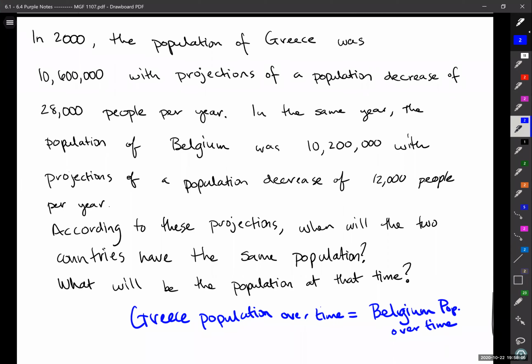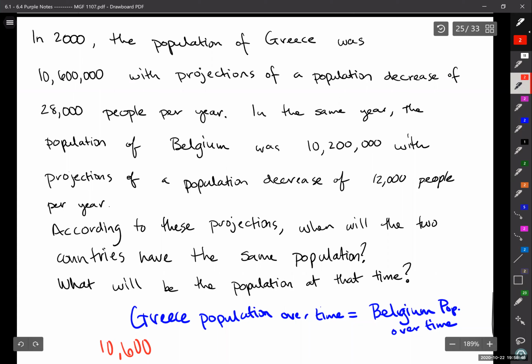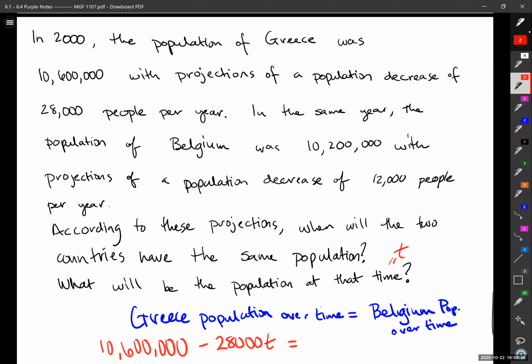So allow yourself to think through it in words first before we get caught up in the formulas. Now, what's happening to both populations? Going up or down? Down, good. Now, one is starting higher and going down faster. The other one is starting lower and going down slower, right? So would we agree that in 2000, Greece started at 10,600,000, but each year that passed, they lost 28,000 people. So I should have my starting point minus what I'm losing, which would give me 10,600,000 minus 28,000 each year, which I'm just going to express time as t. Repeated subtraction is multiplication by that factor. Equals, if everybody would take a moment to write out Belgium's population over time as an equation.